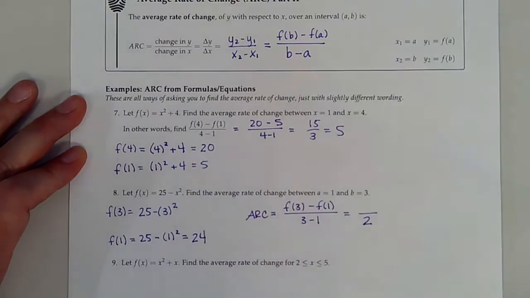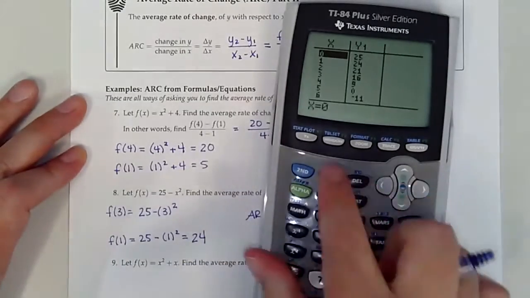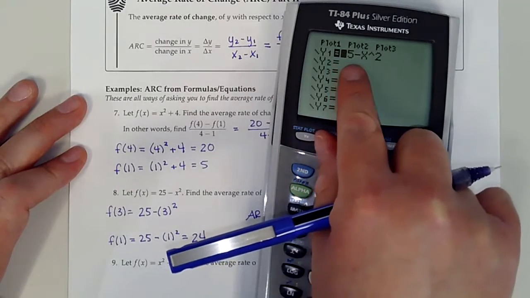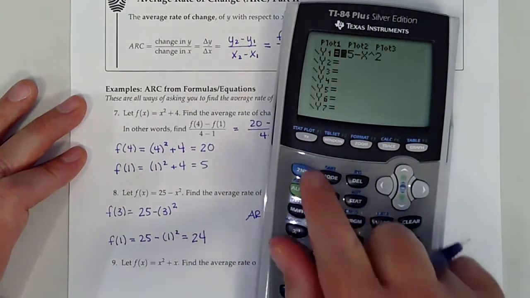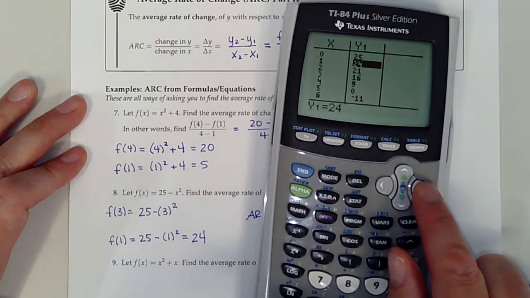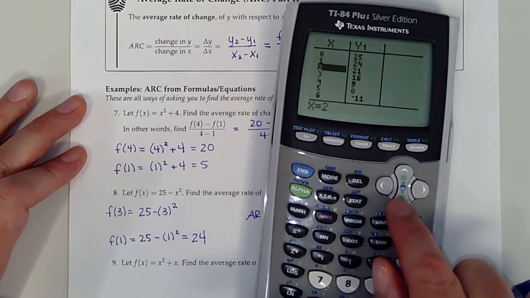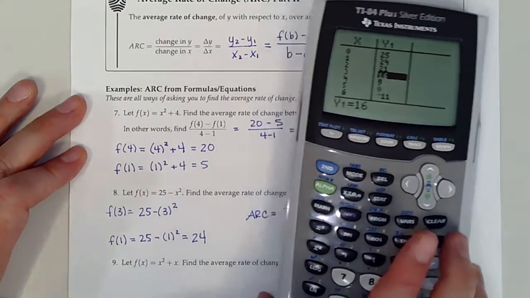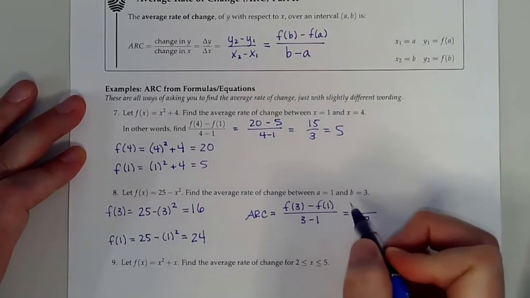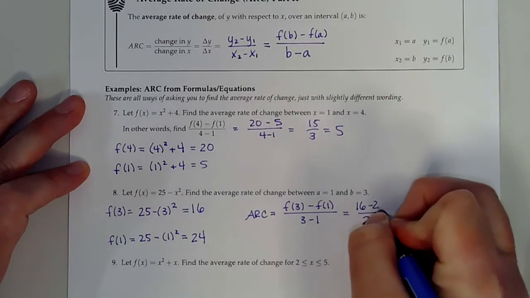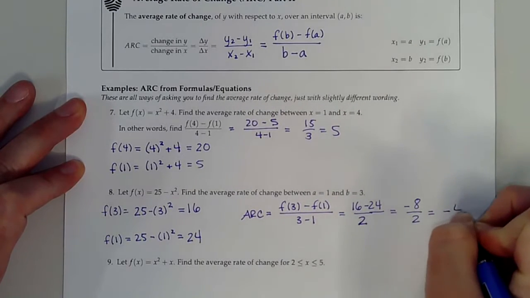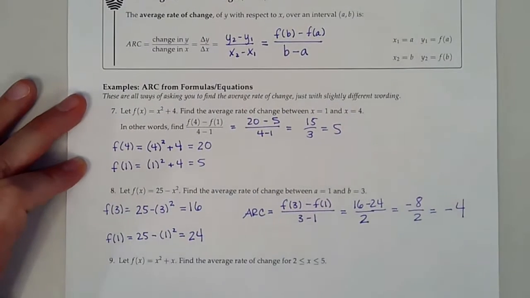That one's easy enough to do in our heads, but it's probably faster if we make sure that we get this in a calculator. So if I use that equation editor, y equals, I put 25 minus x squared in there, and I look at the table. When x is 1, I get 24 for that y value. And then when x is 3, we'll get 16 for our y value. So we can fill that in here. And then f of 3 minus f of 1 is going to be 16 minus 24. So that's a negative 8 over 2, which gives me negative 4 as my average rate of change.